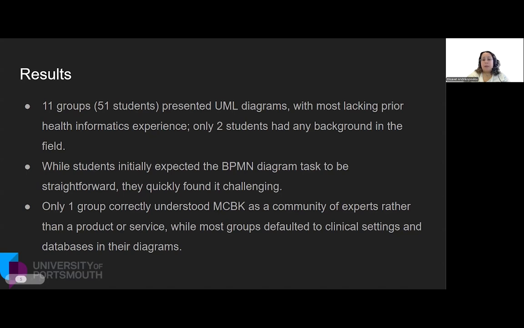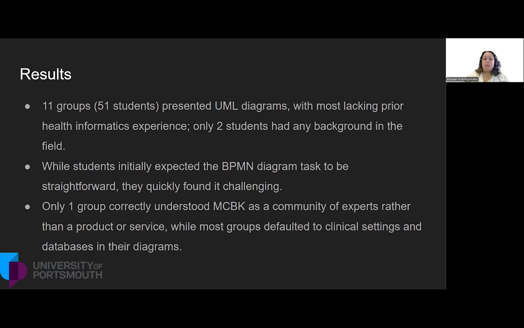The most important thing was that only 2 of the students had any prior knowledge of health informatics, which really amplified the challenge. At the beginning, many students considered the task mundane, just another BPMN diagram exercise. But very soon they realized how difficult it was to interpret MCBK and apply it effectively in their diagrams. Most groups used the BPMN notation sufficiently, but here is where it gets interesting.